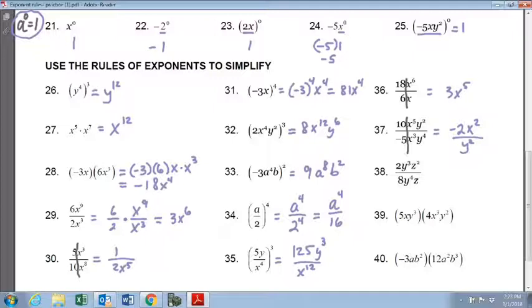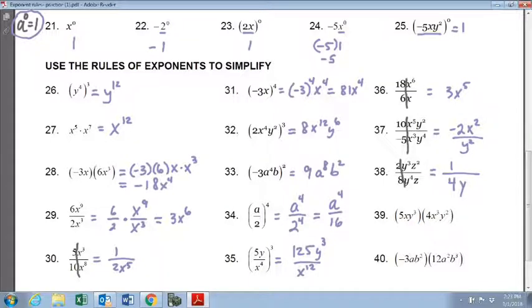All right, number 38, very similar. 2/8 reduces to 1/4. Notice the y to the 4th power, the bigger exponent is in the denominator. 4 minus 3 is 1. So we're going to put y to the 1st power in the denominator, but we don't really need the 1. You can put it, but you don't need it.